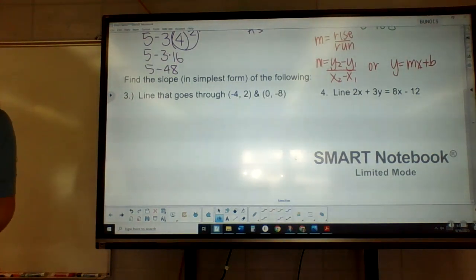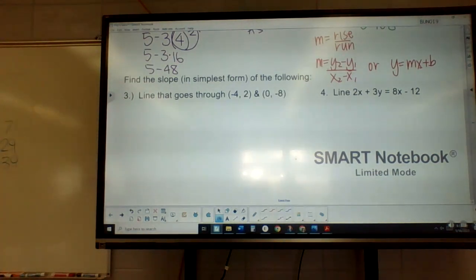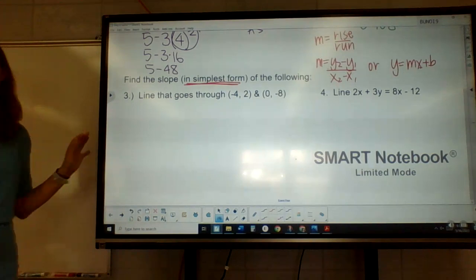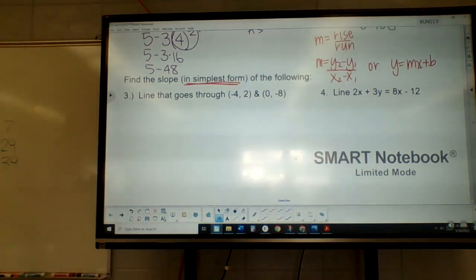They don't give us graph paper, so I'm not going to take time to try to figure out what that looks like on a graph. I would just be putting all this information in. Now careful, we do prefer slope in simplest form. That way we all get the same answer, all comparing the same slope.